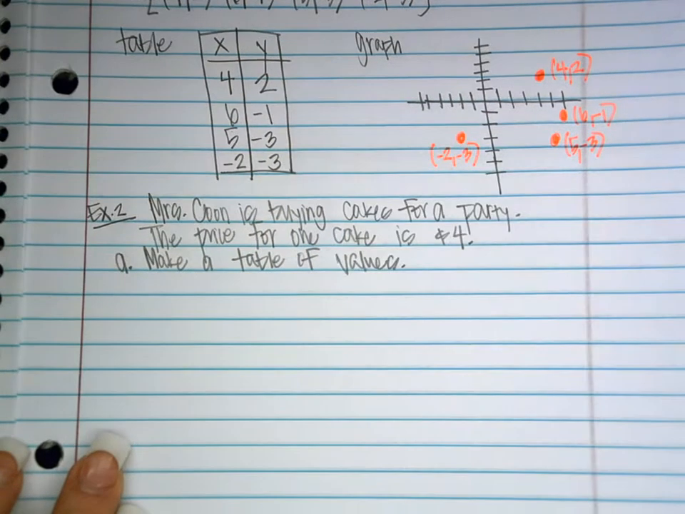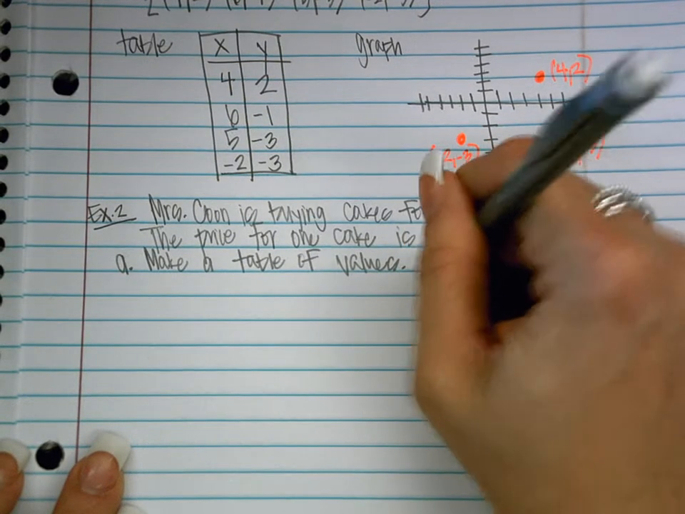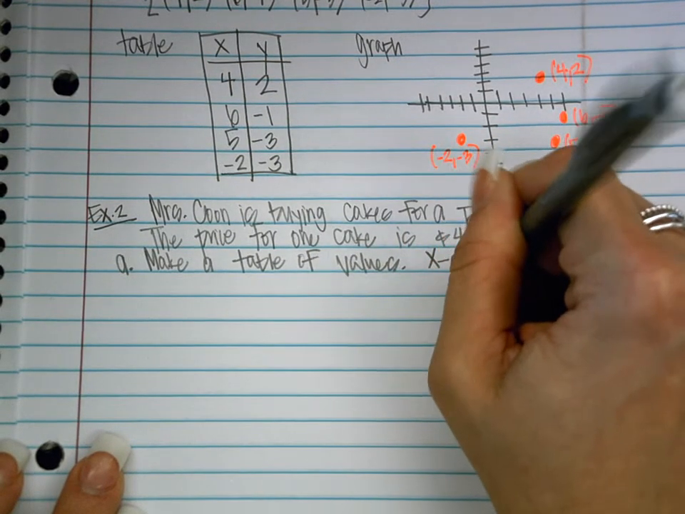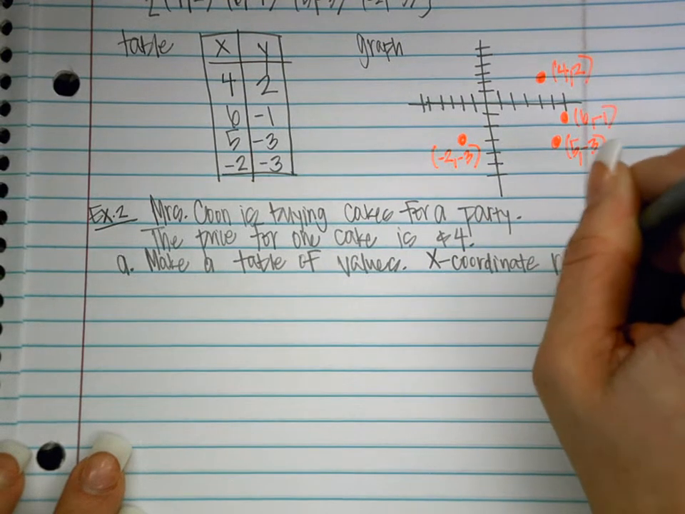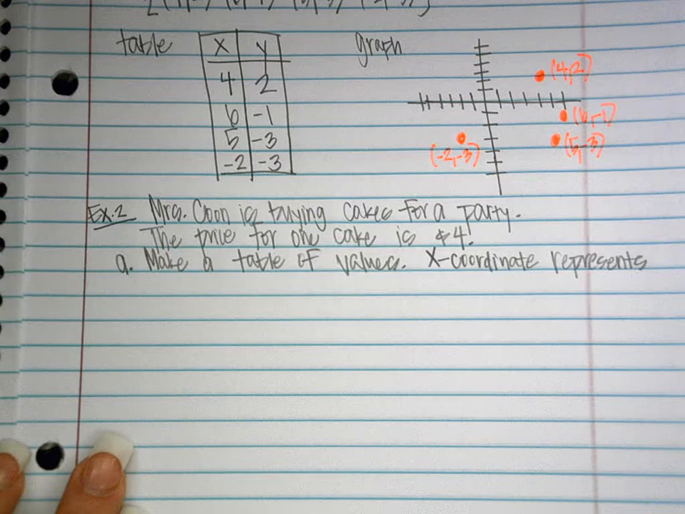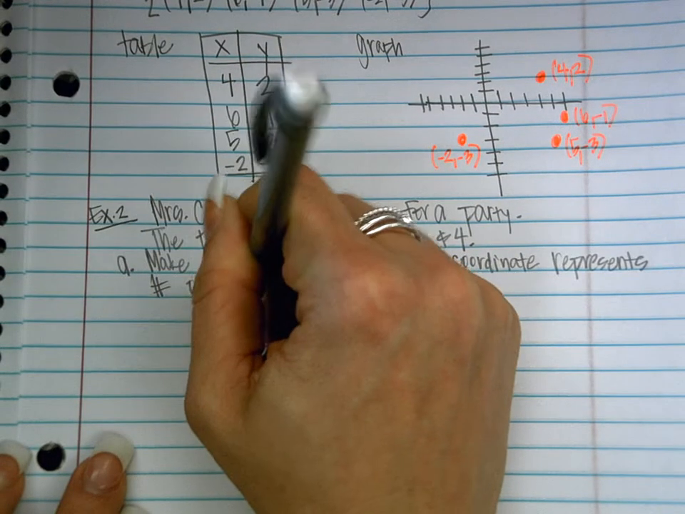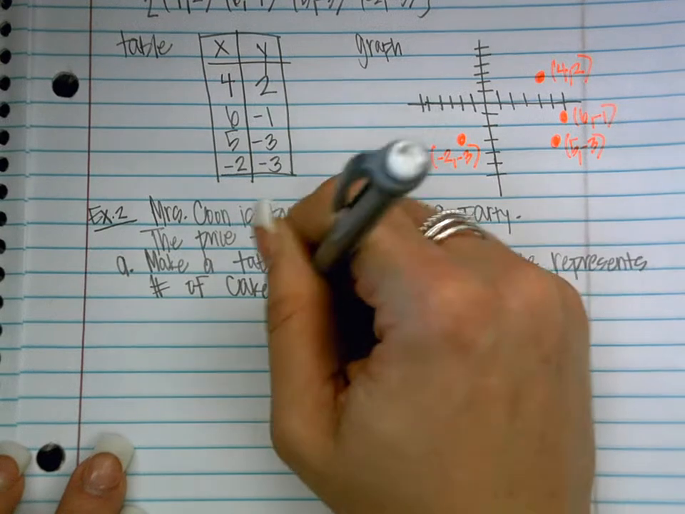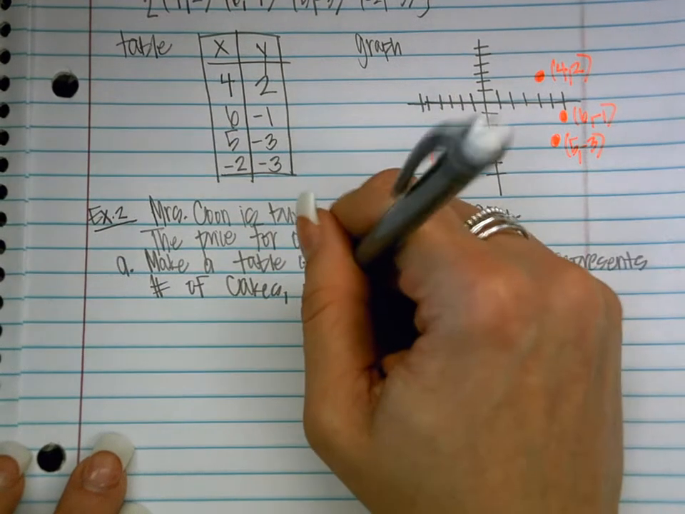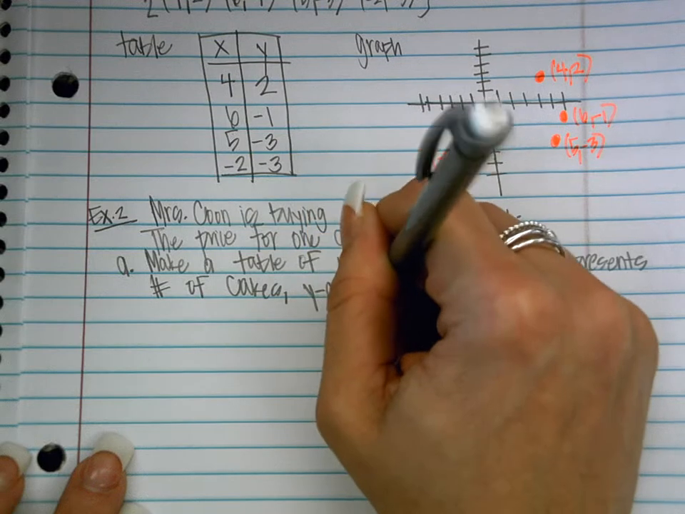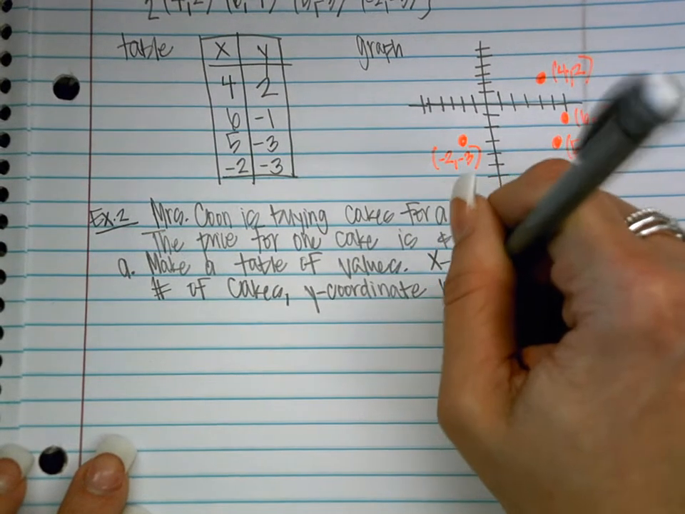Okay, make a table of values. I want the X coordinate to represent the number of cakes. So if the X coordinate represents the number of cakes, what do you think the Y coordinate would represent? The price, exactly. Y coordinate represents the cost.